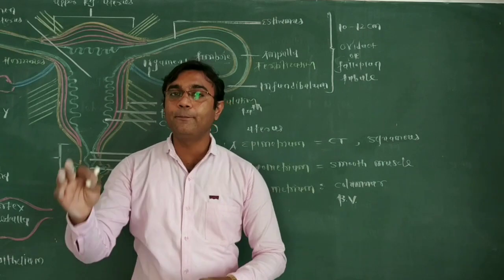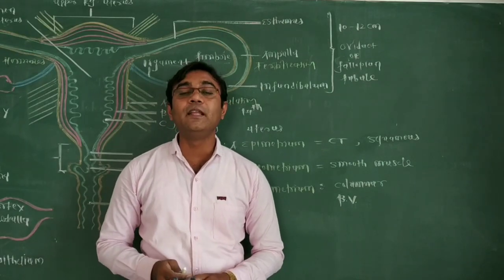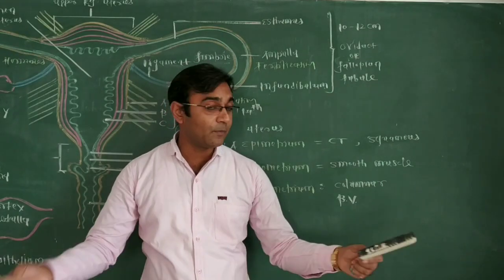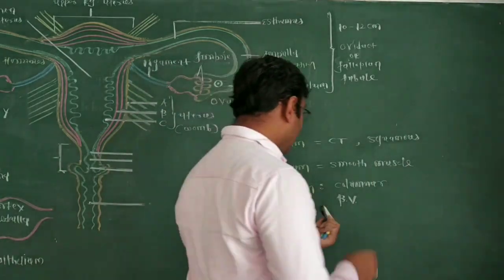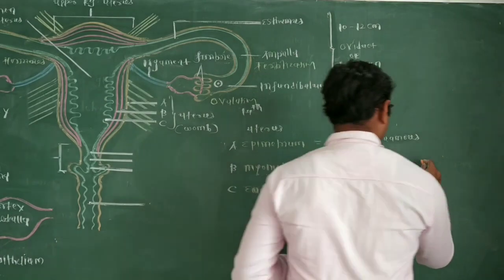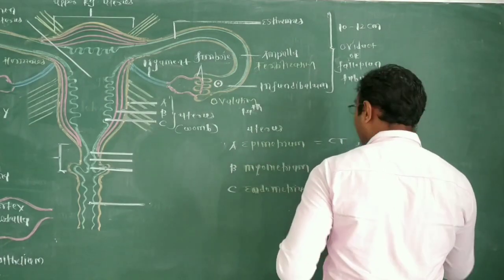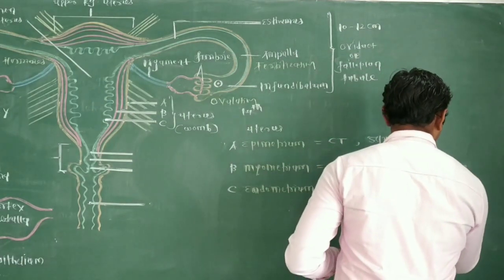The myometrium plays an important role at the time of delivery of the baby. Vigorous contraction of this muscle occurs at the time of parturition, or childbirth. So the function of the myometrium is childbirth.